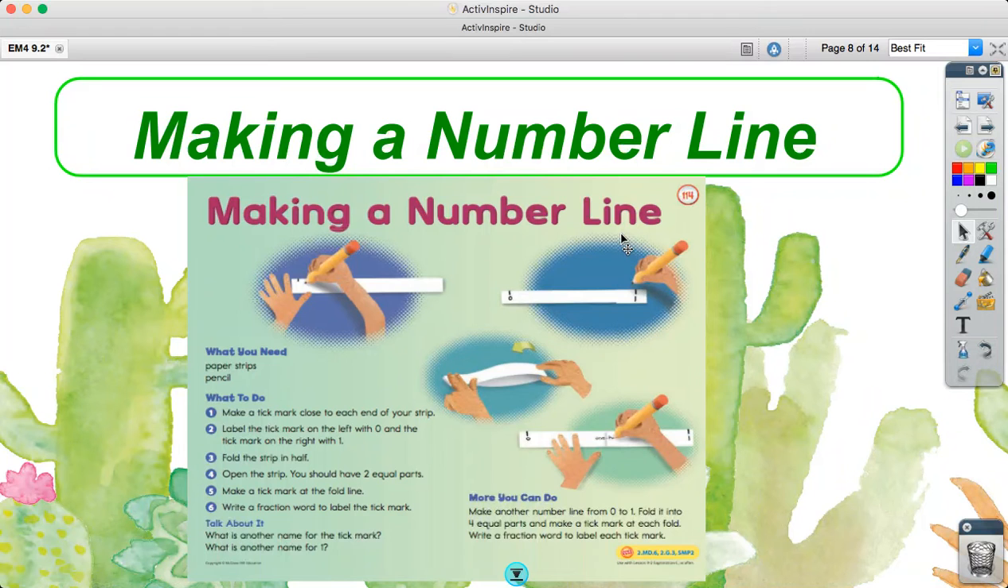Please take out a blank sheet of paper. You'll also need a pencil. We're going to work on making a number line. Step 1. Make a tick mark close to each end of your strip. Step 2. Label the tick mark on the left with a 0 and the tick mark on the right with a 1. Your paper should look like this.